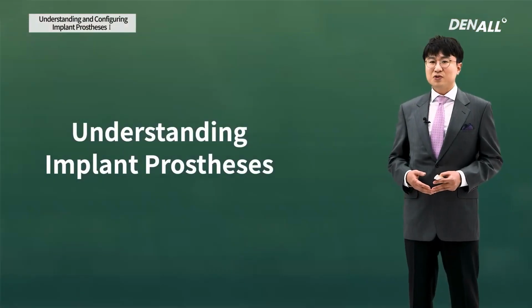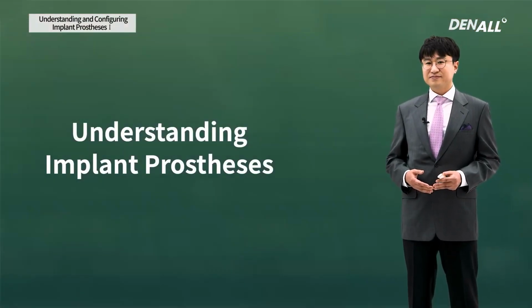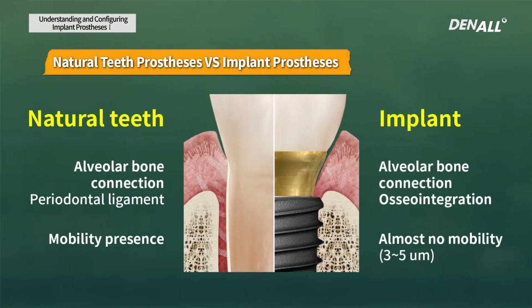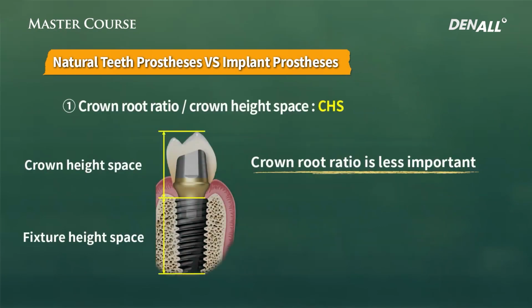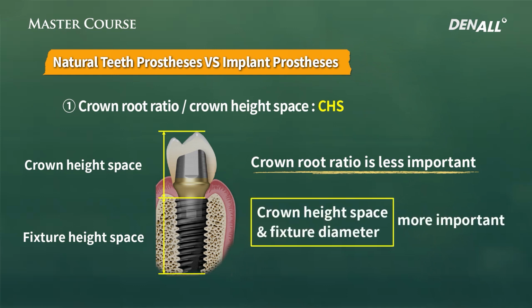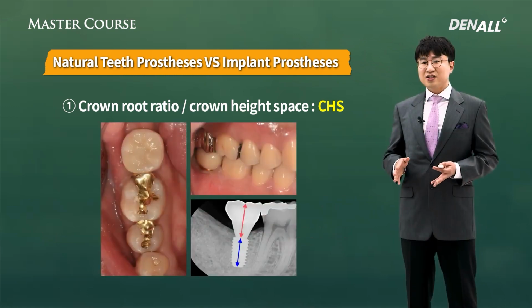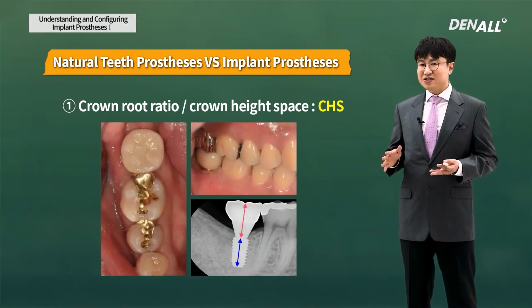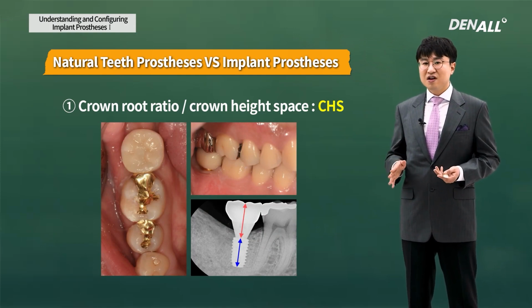Next is understanding implant prosthesis. An implant, as you can see here, has no periodontal connection to the bone, so there's almost no mobility. For natural teeth that move, the crown-root ratio is important, but for implants, crown height space, the absolute crown length, is more important. Even if the crown-width ratio is less than 1:1, in most cases it's very stable in terms of function.